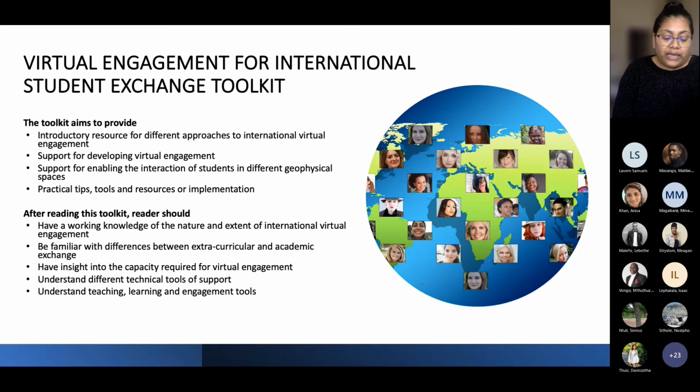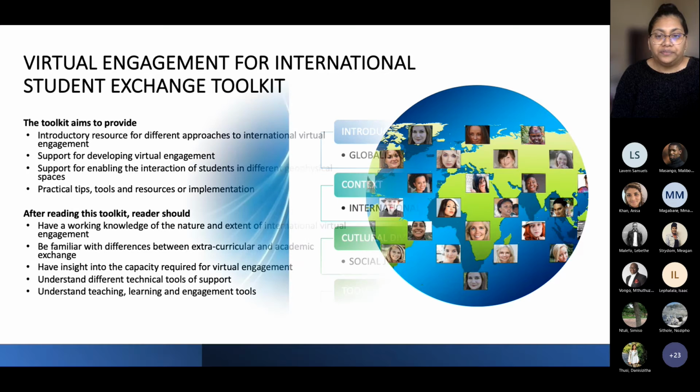So after reading the toolkit, you will have a working knowledge of the nature and extent of different types of virtual engagement. You'll be familiar with the differences between extracurricular virtual engagement, such as virtual events, and academic exchange. You'll have insight into capacity required for virtual engagement. You'll understand the different technical tools used to support virtual engagement, and you will understand the teaching and learning tools required for virtual engagement.